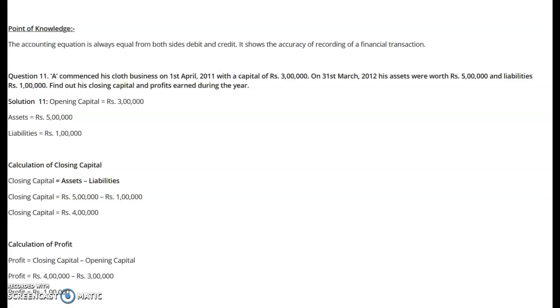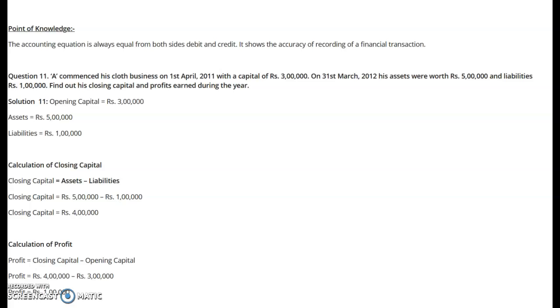A commenced his cloth business on 1st April 2011 with a capital of rupees 3 lakh. On 31st March 2012, his assets were worth rupees 5 lakh and liabilities rupees 1 lakh. Find out his closing capital and profit earned during the year. Now, how will you find out the profit and the closing capital?